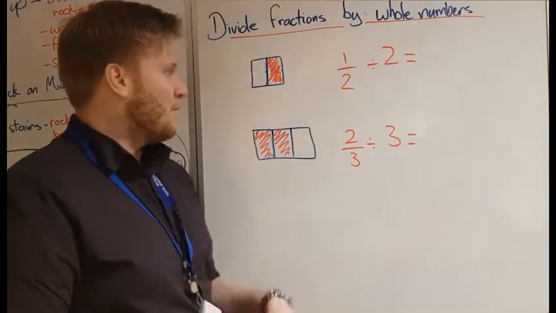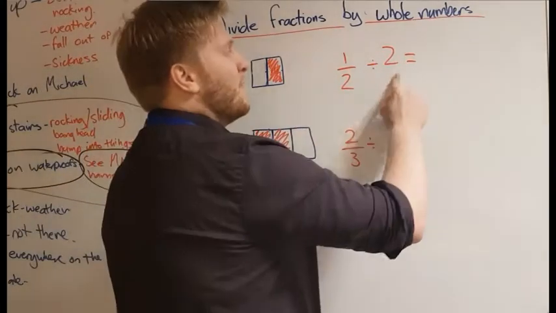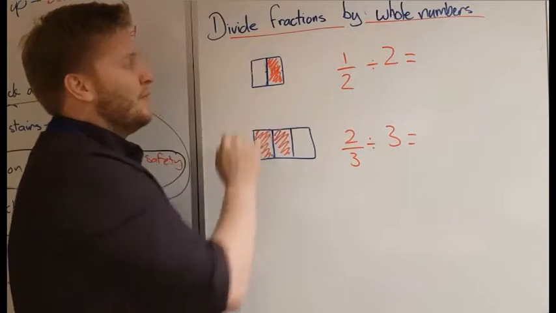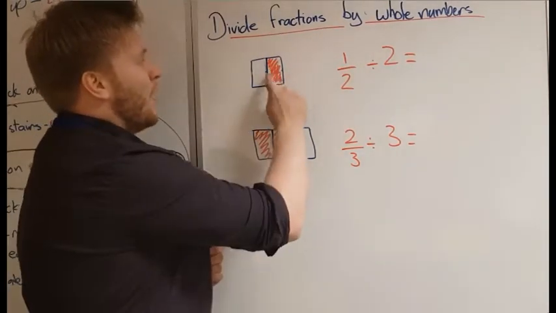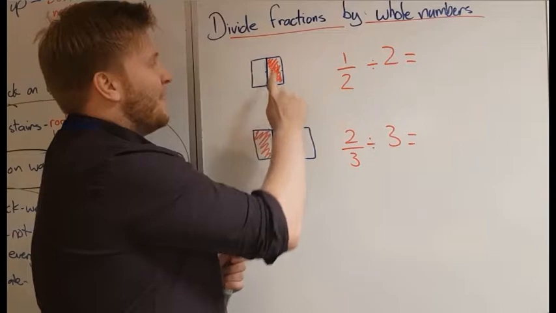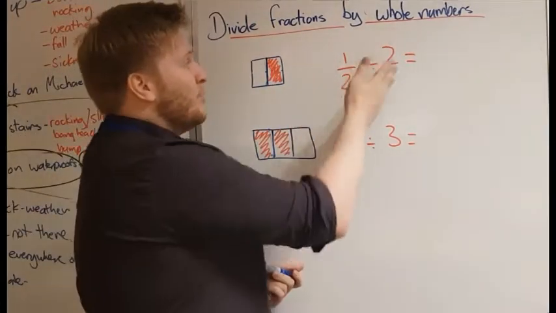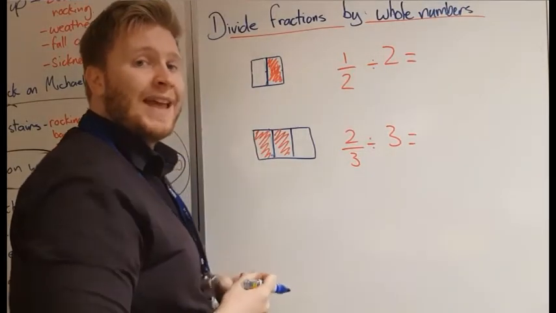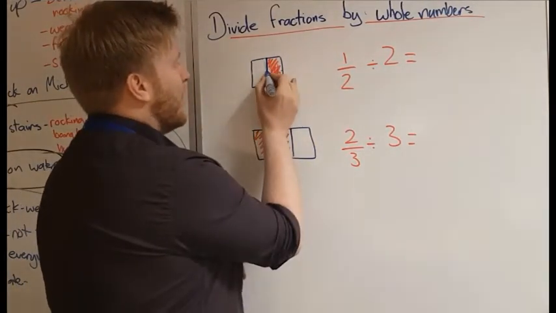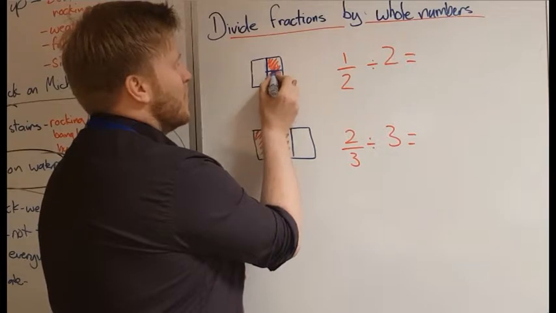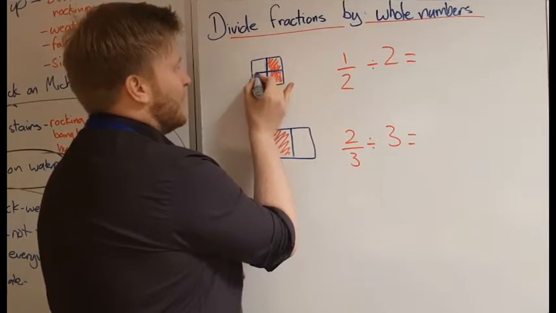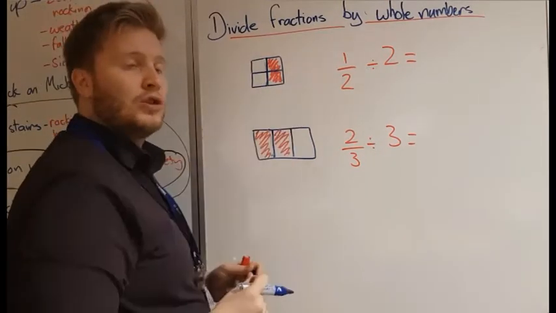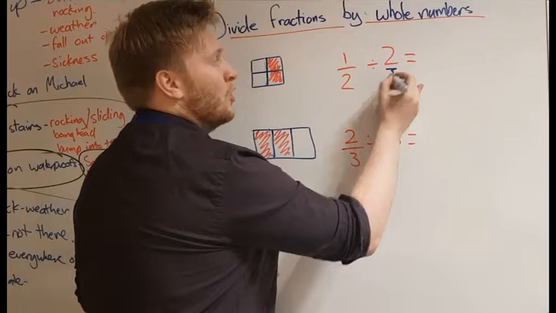Okay, so our first question here, we have a half divided by 2. Here I've drawn a square and broken it into two halves, and I've shaded in one half because that's what we're starting with. Now we're going to divide that by 2. Remember, with fractions, if we divide something, it has to be into equal parts. So if I divide this section into two equal parts, I have to divide this section as well. You can see I've divided that half into two equal parts. I've divided it by 2.